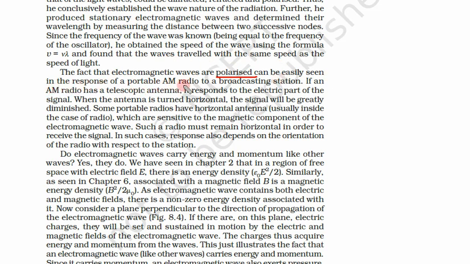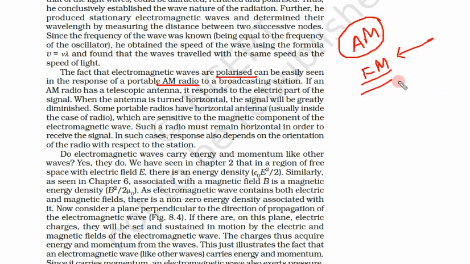of a portable AM radio. So here it is written AM radio. Radio comes in two variants, AM and FM. Now we have mostly FM, we don't have AM, but previously there was AM radio. AM is amplitude modulation, FM is frequency modulation. So in an AM radio we can see this phenomenon of polarization. This can be seen easily in a portable AM radio tuned to a broadcasting station.